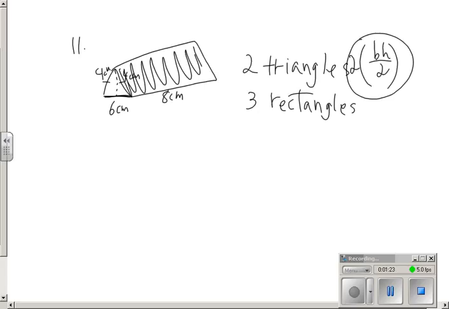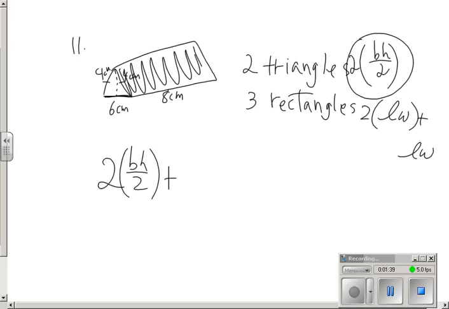So the area of a rectangle is length times width, and we're going to have two rectangles like that, and then we're just going to have to add to it another rectangle. So if I put all this together, my formula would be two triangles plus, in this case, two rectangles plus one more rectangle. And I look down at my formulas and I'm saying, oh, well, there's no B's or H's or L's or W's. What's going on here?